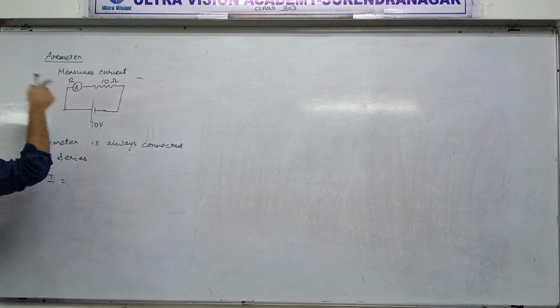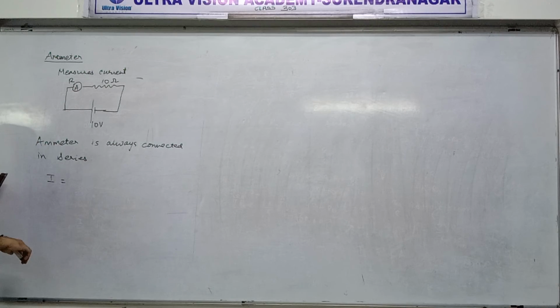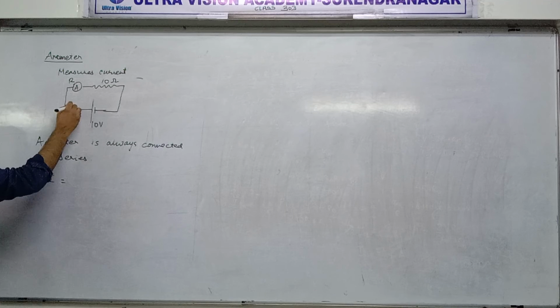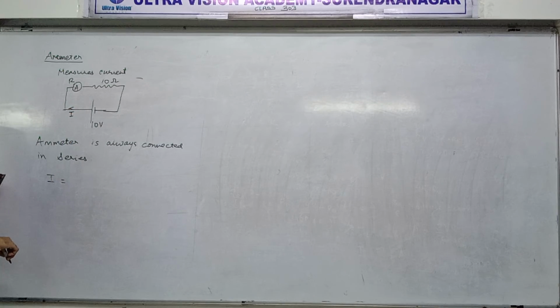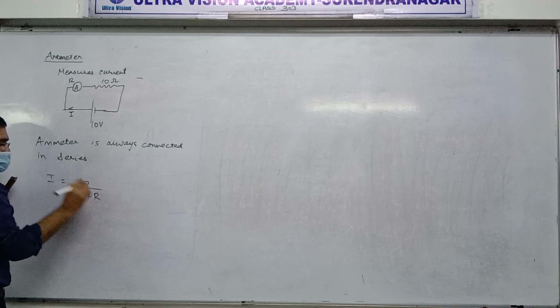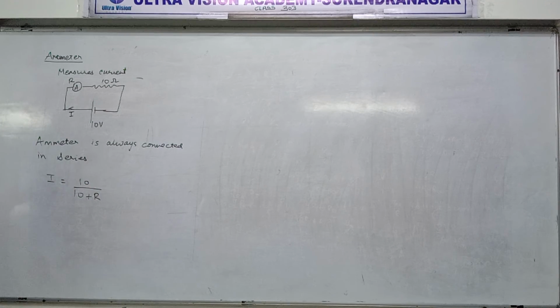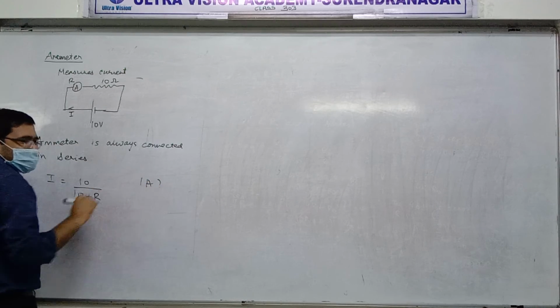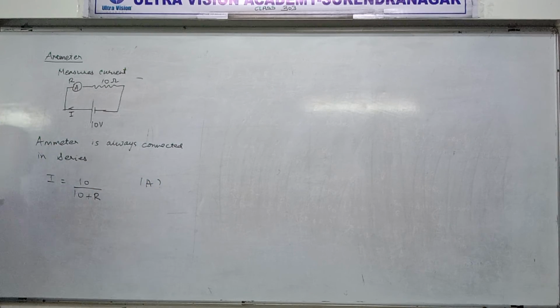Then how much will be the current in this circuit now? Suppose this resistance is R. How much will be the current in this circuit? Find the current I in terms of R. It will be 10 upon 10 plus R. Is that clear? Yes or no? Yes. Sure. Is this 1 ampere or not 1 ampere?